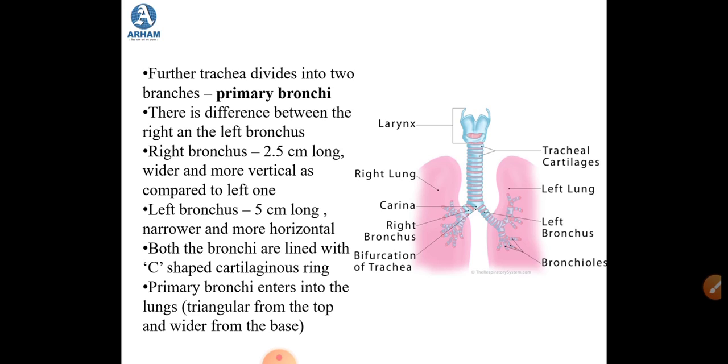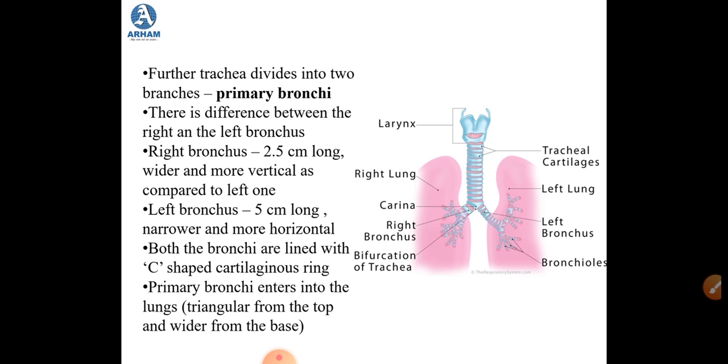Next, we studied about the further division of the trachea. So further, the trachea is divided into 2 branches, which are known as the primary bronchi or the primary bronchus. There is a difference between the right and the left bronchus. The right bronchus is 2.5 centimeters long, wider, and more vertical. Whereas the left one is 5 centimeters long, narrower and more horizontal. Now both the primary bronchi are lined with C-shaped cartilaginous rings. So the cartilaginous ring is not only in the trachea, but it is also in the further division of the trachea, that is the bronchi.